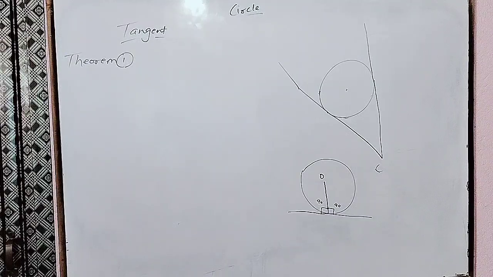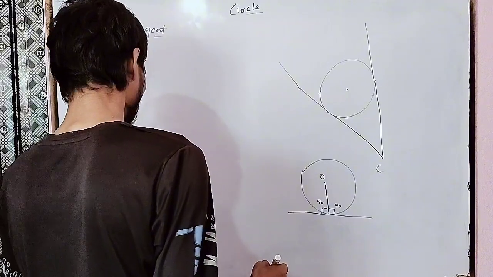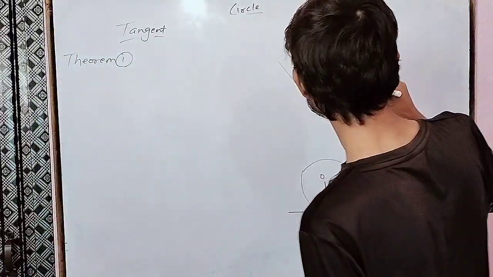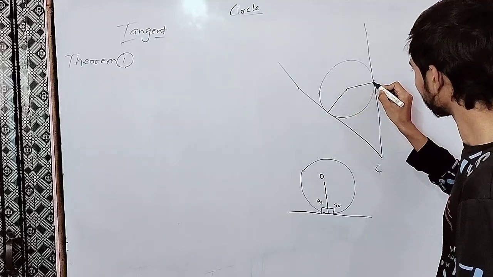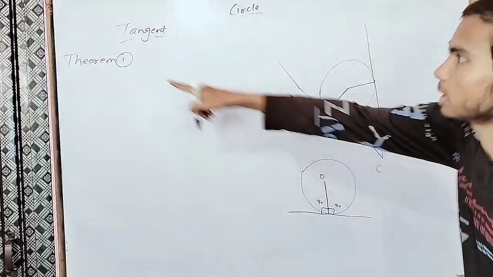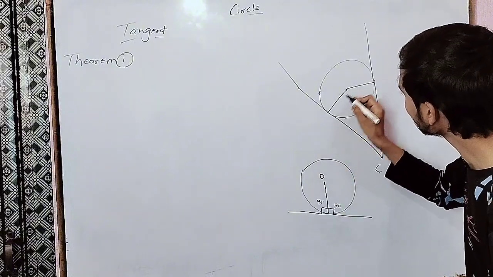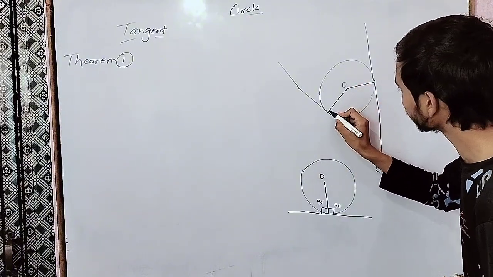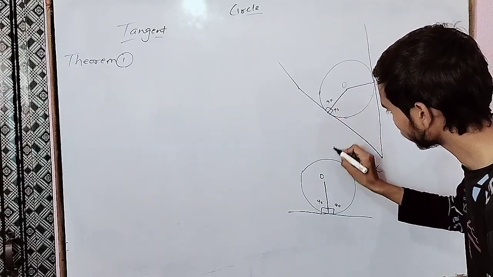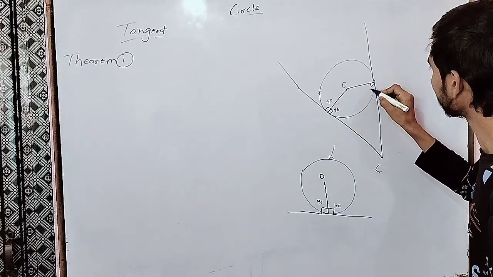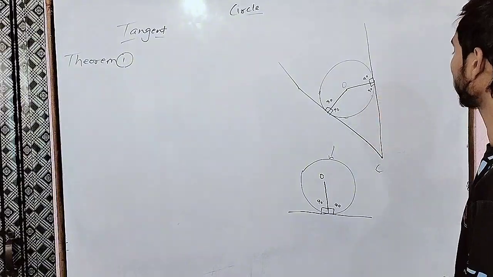Now, something else. Theorem number 1 also says that this is a radius, this is a radius. So when this is perpendicular, this is also perpendicular. So of course it is forming 90 degrees. From here, it will form 90 degrees, so it will also form 90 degrees, because this is perpendicular.